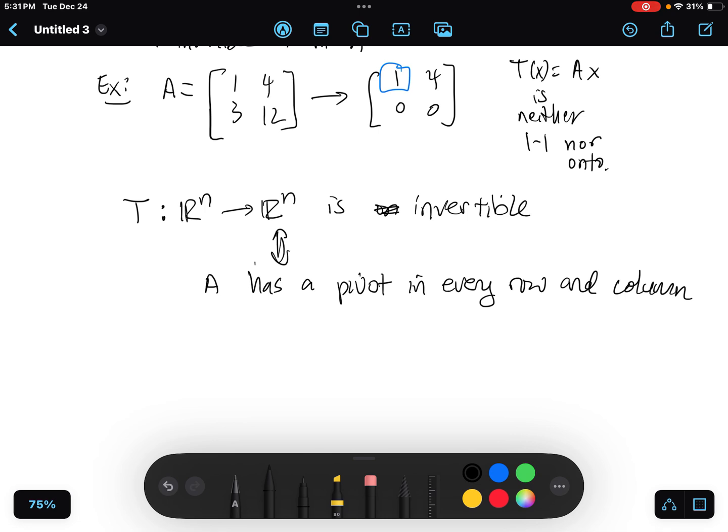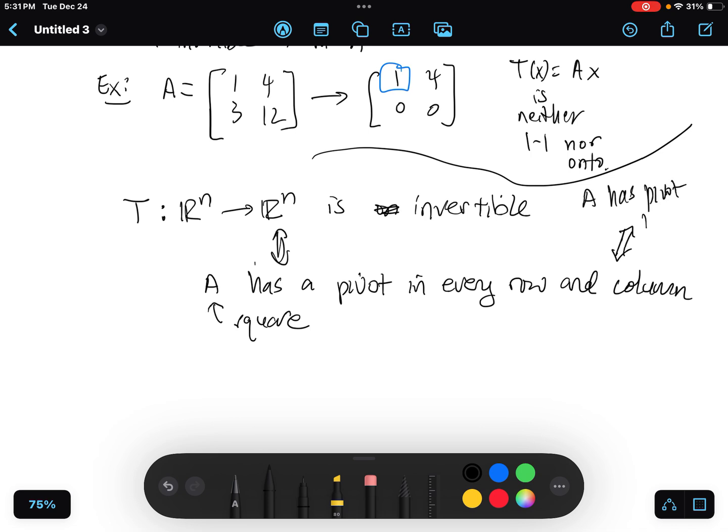But if A is a square matrix, an n by n matrix, and you have a pivot in every row, then you automatically have a pivot in every column, and vice versa for a square matrix. So this is the same as A has a pivot in every row, and we know that that's the same as saying that T is onto.